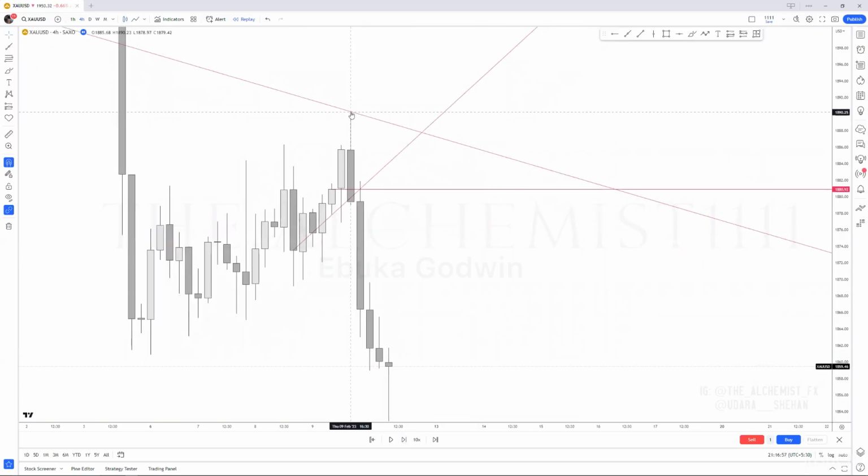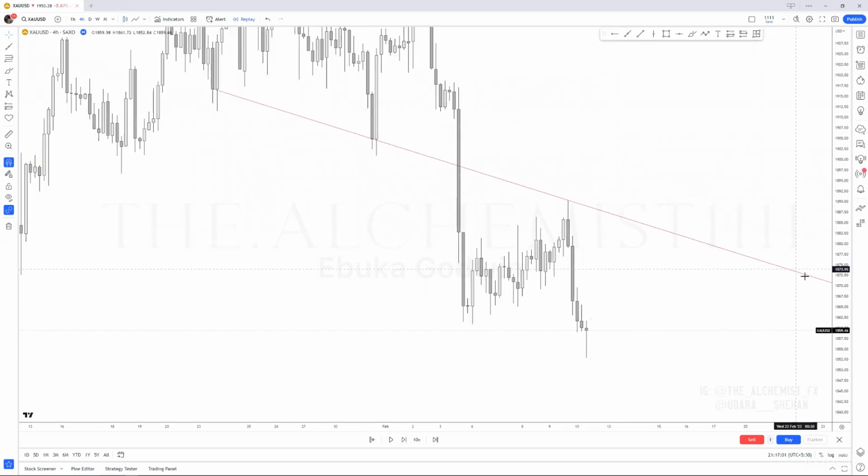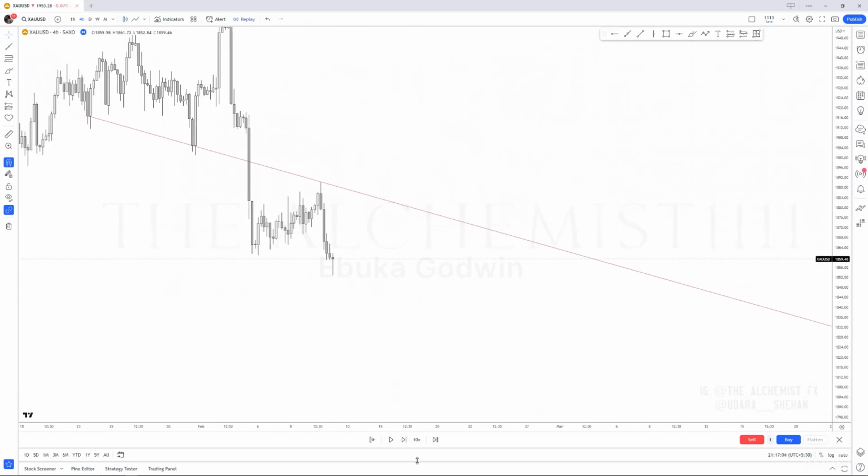So it's okay that you missed it here, right? And look at this. This same trend line. I use this same trend line for another sell. Let me show you.